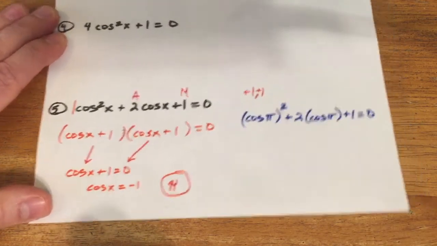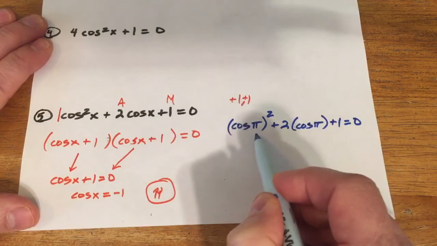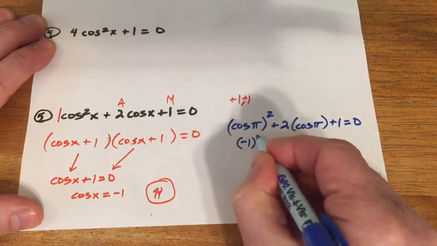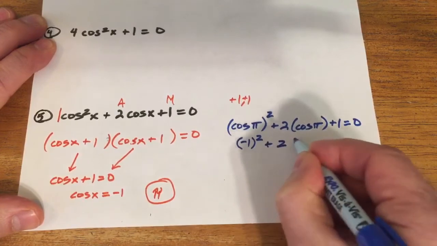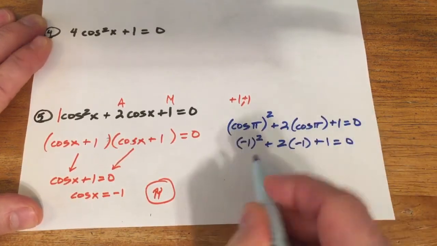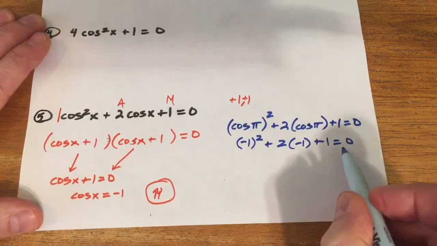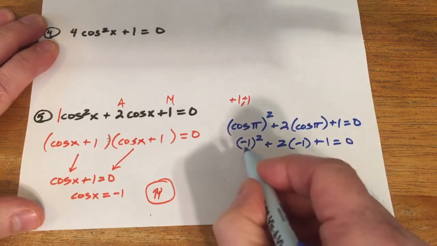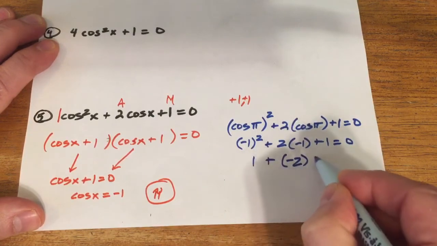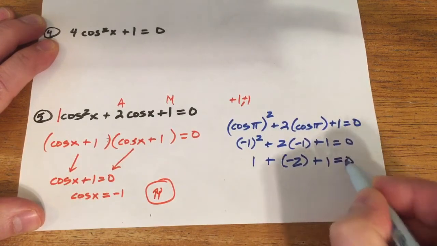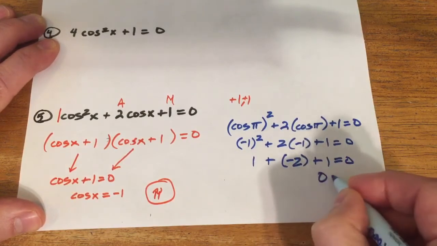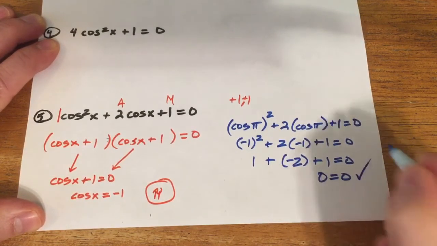Now, let's see what happens. What's cosine of pi? Think about your unit circle. That'll be -1, right? Next, let's simplify this by using PEMDAS, or order of operations, exponents first. This gives us a 1. When we multiply right here, we got a -2. Combining those together, 0 equals 0. The answer checks.